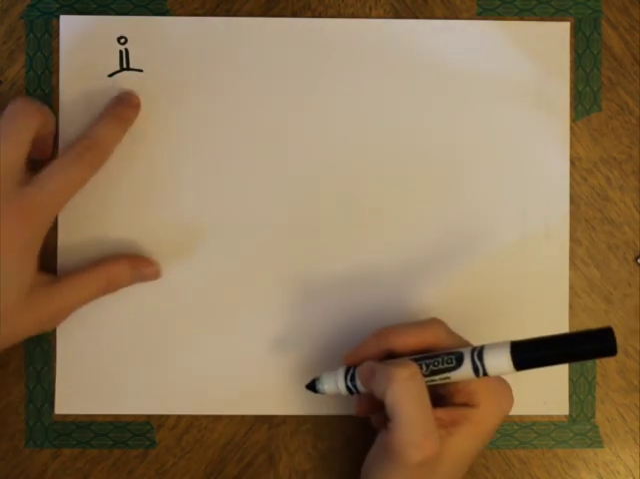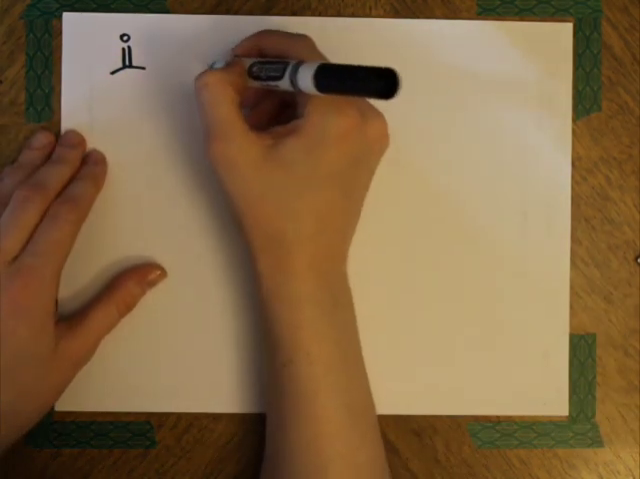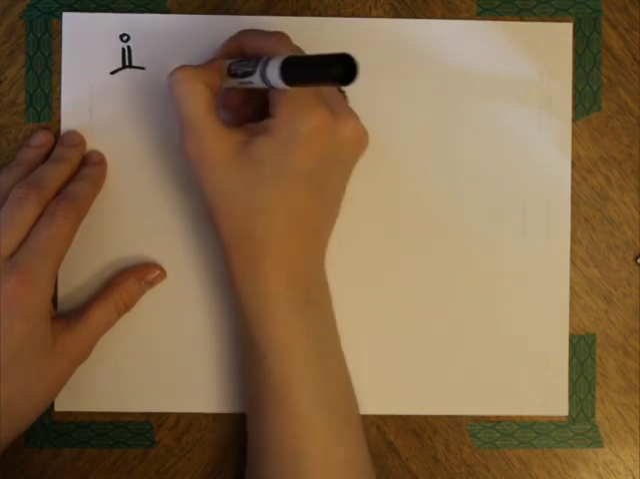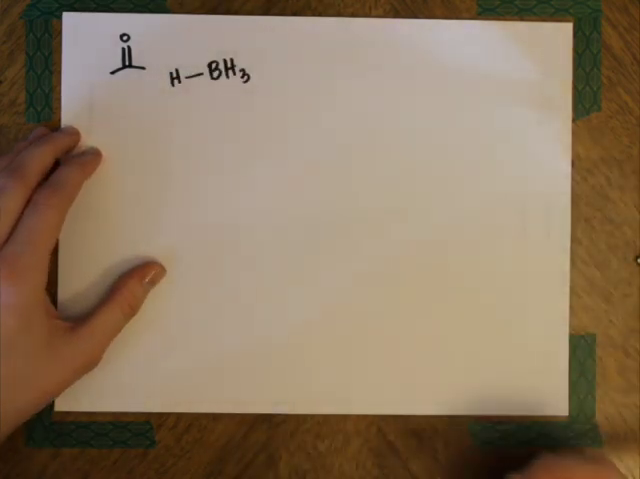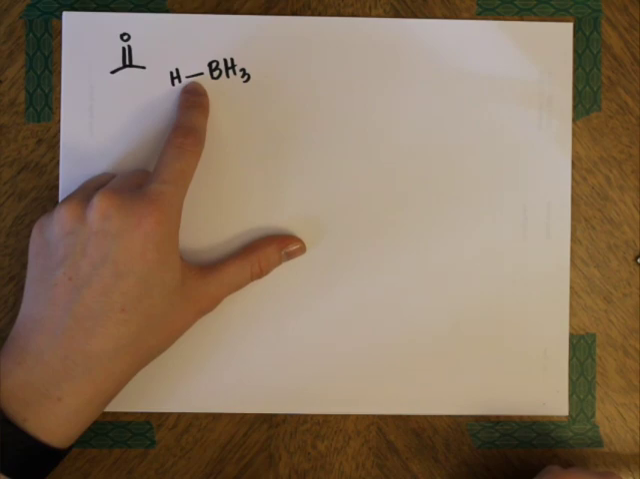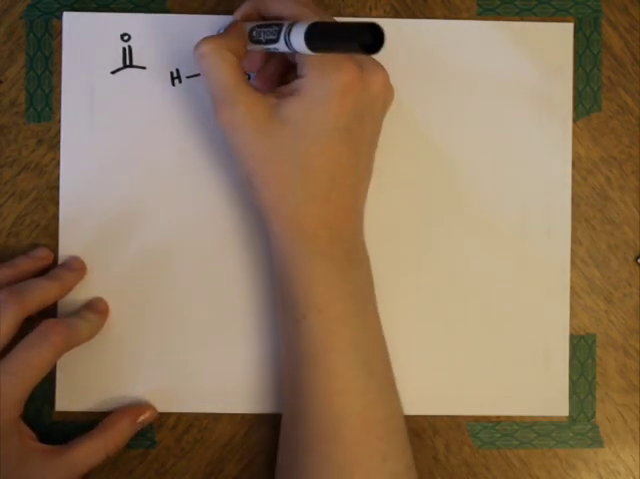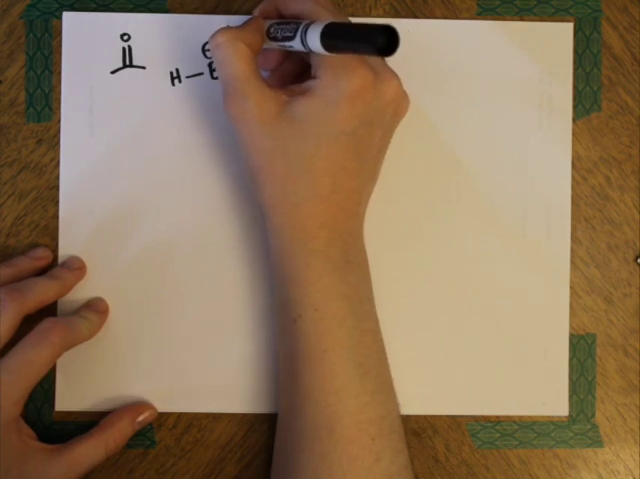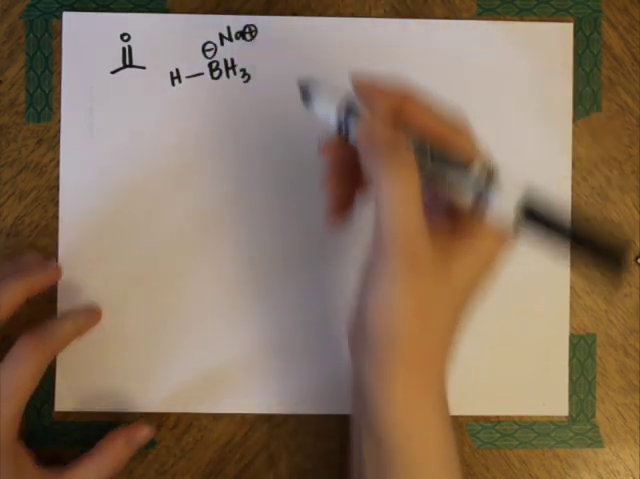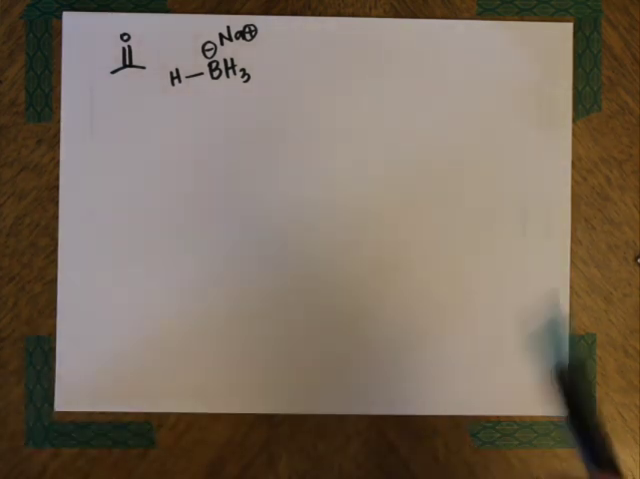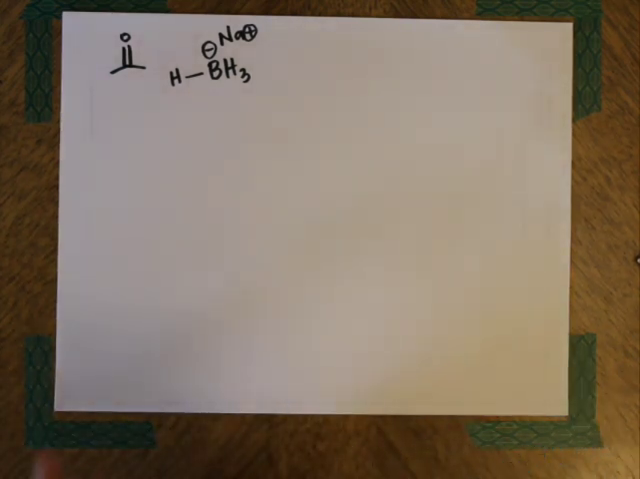You have your carbonyl, that's your electrophile. Our nucleophile is going to be sodium borohydride. Sometimes I like to draw it out like this, where I just show the relevant bond that I'm dealing with right now. You could certainly do that, or you could draw out the whole thing in a tetrahedral geometry or a flat geometry if you wanted to. Either way is fine.